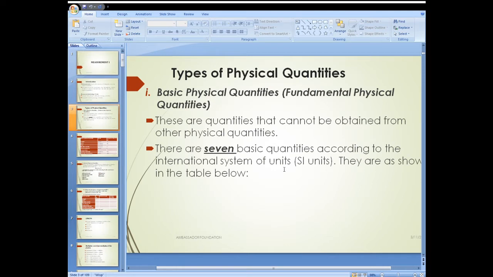We have two types of physical quantities. We have what we call basic physical quantities, also known as fundamental physical quantities. Then we have what we call derived physical quantities. But let's look at the basic. Basic are always 7 in number, and we just obtain the basic physical quantities through measurement. These are quantities that cannot be obtained from other physical quantities. They are obtained through measurements. There are 7 basic physical quantities according to the international system of units. They are as shown below. Look at this.